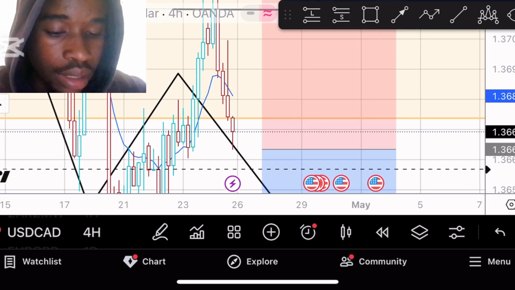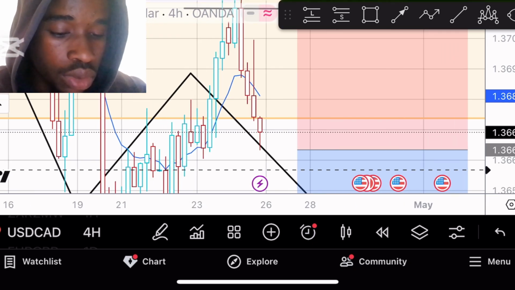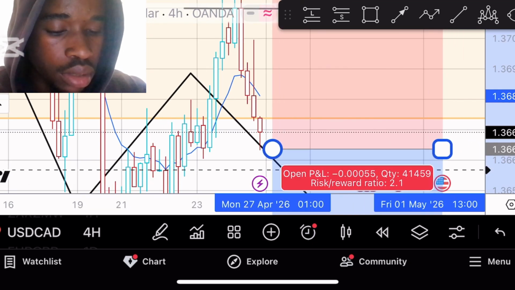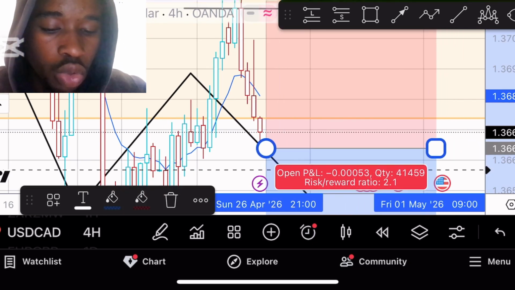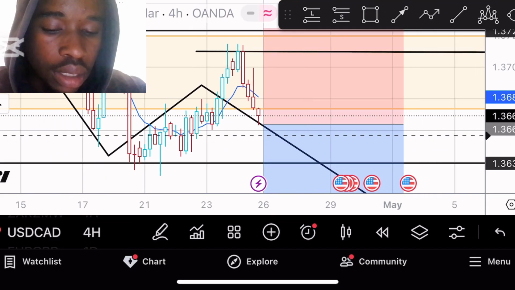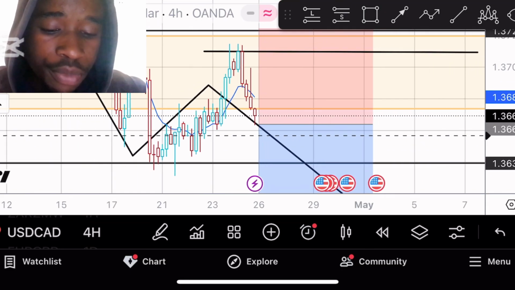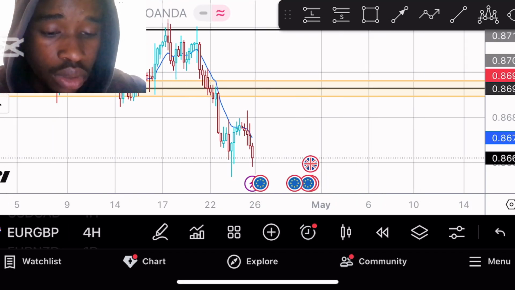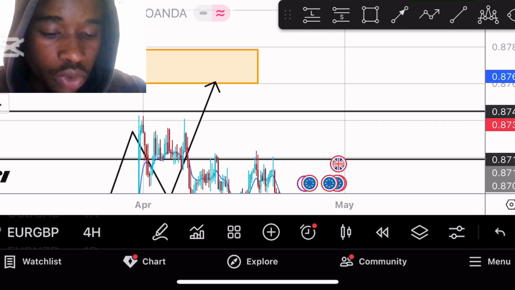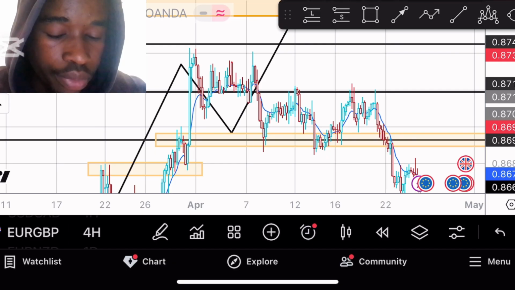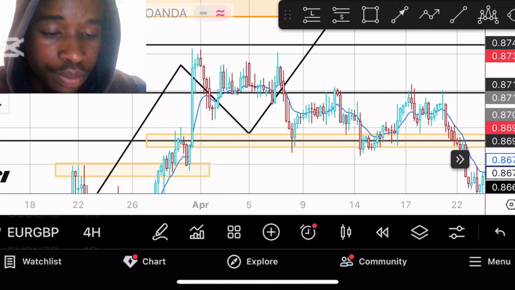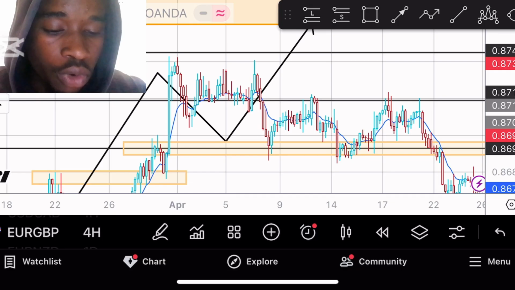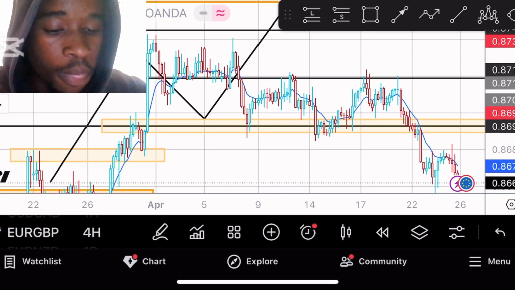I should probably enter, but it was on a Friday, so you might not know how the markets are going to open tomorrow morning, Monday. So apart from USD CAD, we were looking at Euro GBP. Euro GBP, we were looking for a break. We saw the break to the upside, but we're looking for a retest of where it broke from to go all the way to the upside.